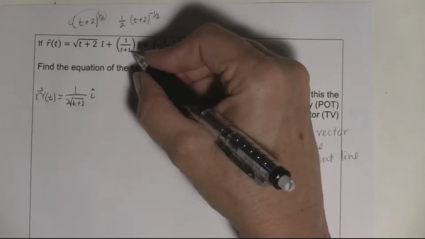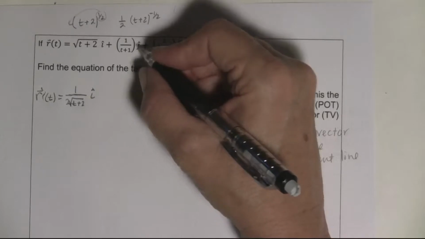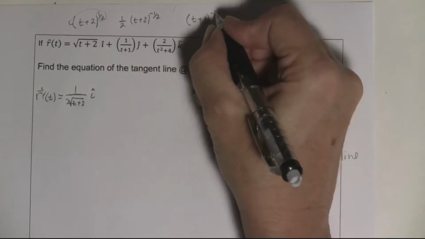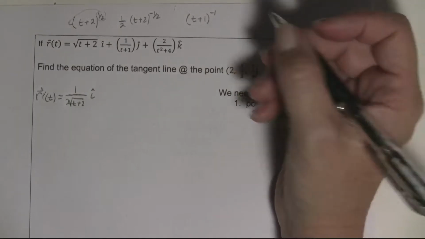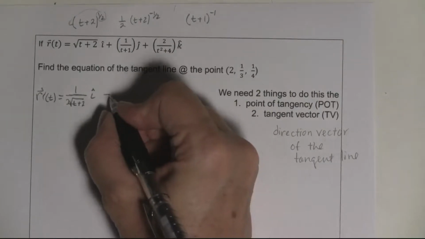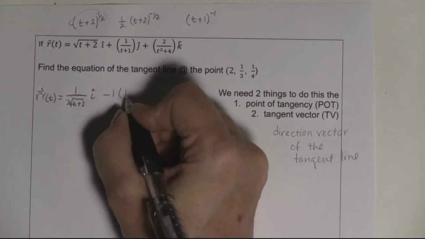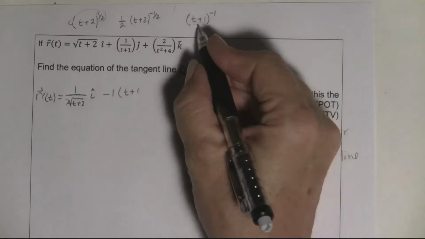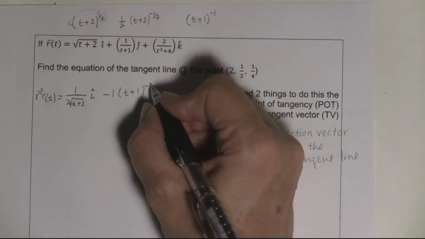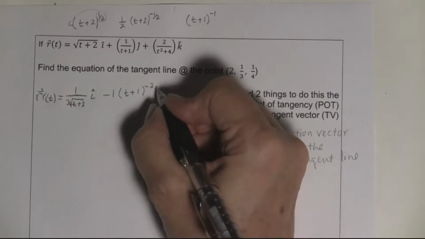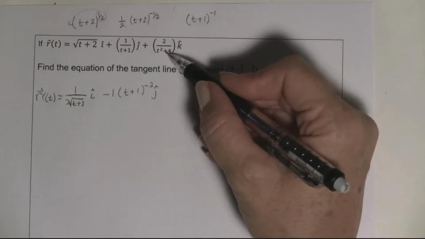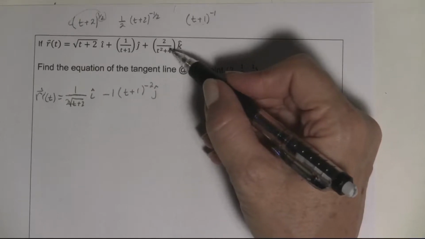This one I probably would not use the quotient rule on. I would think of it as t plus 1 raised to the -1. Again, I'm pretty lucky because with the chain rule, I would get away with it if I forgot it, because I don't often get away with things when I forget them. But the derivative of t plus 1 is 1, so I get pretty lucky there. So this is raised to the -2, and this is j. And then 2 divided by t squared plus 4.